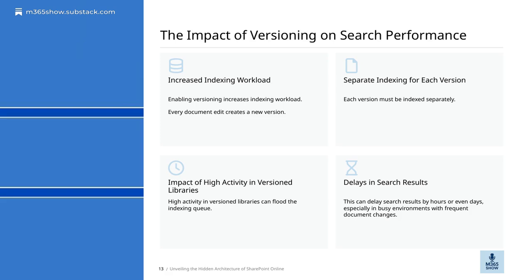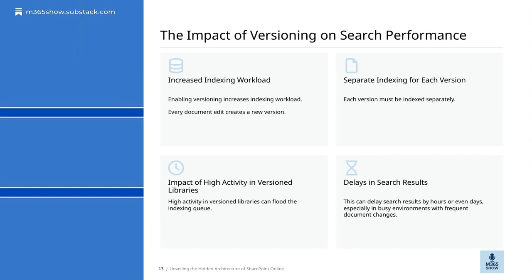Now, let's look at how versioning can impact search performance in SharePoint Online. As you can see here, enabling versioning can actually introduce some hidden complexities in the architecture. This might seem like a minor feature, but it can cause search results to be delayed by hours or even days, especially in environments with a high volume of document changes.